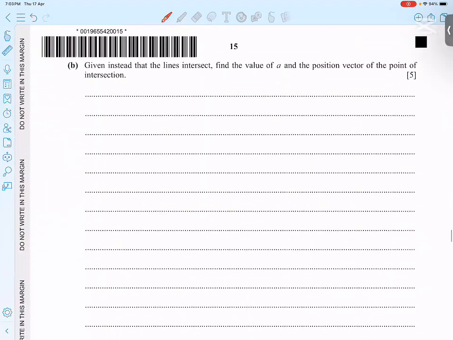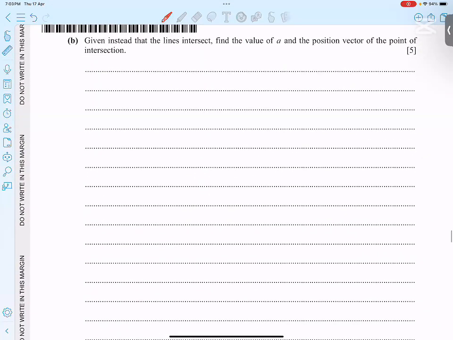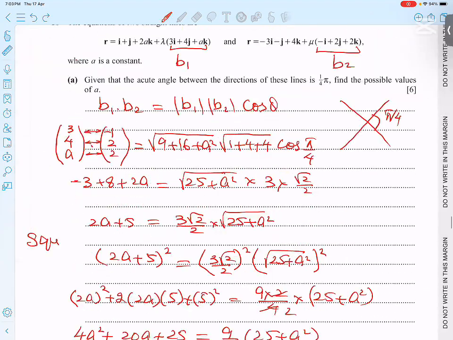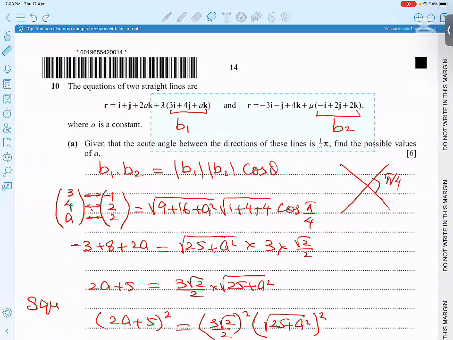Let's go for the next part. He said the lines intersect, and find the value of a, a single value, and the position vector of the point of intersection. It means they intersect, so we have to find a point of intersection. What is the method to do? We have to convert the lines into their standard forms.